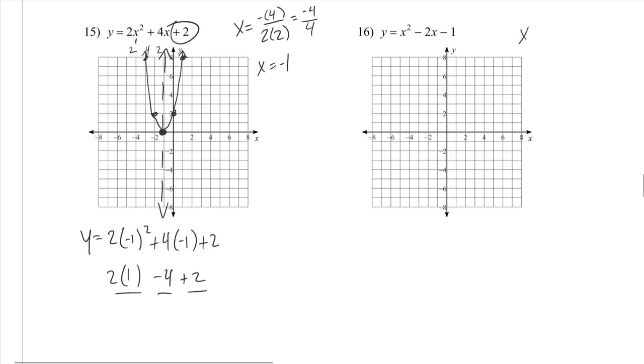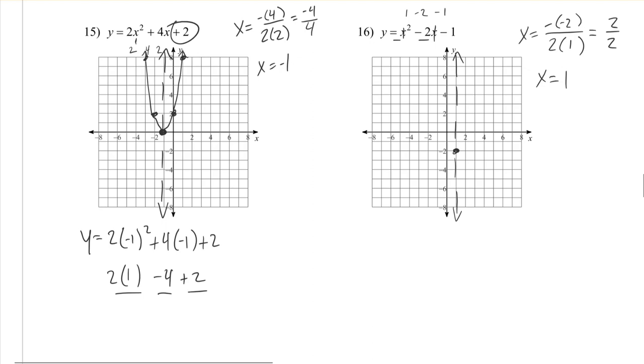Same thing here. X equals negative b over 2a. Negative b, negative 2 over 2a, 1. How many negative factors? I've got 2, so I know I'm positive. 2 over 2 is 1. Axis of symmetry is x equals 1. So let's plug in a 1 and a 1. 1 squared makes 1. Negative 2 times 1 makes negative 2 minus 1. 1 minus 2 minus 1 is what? Negative 2. So negative 2 right here.